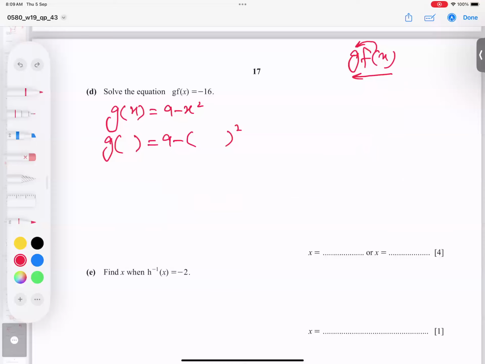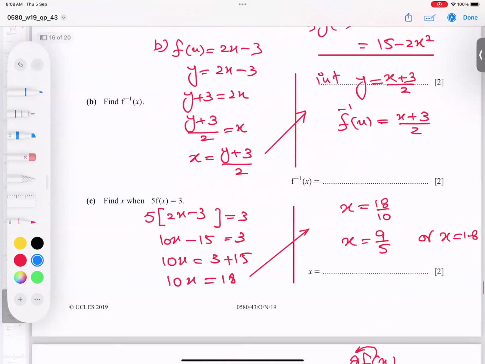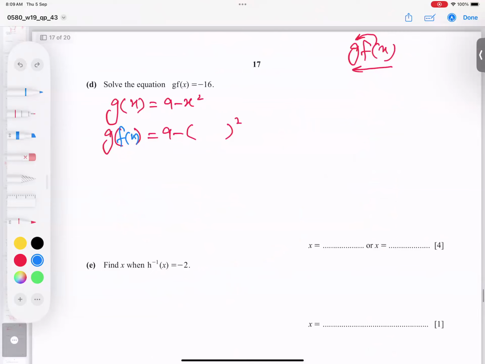But here, I will write the function name, f of x, and here its value. Look at the left hand side, I'm writing f of x. But what is the value of f of x? You know f of x is 2x minus 3. So 2x minus 3. Now this whole thing is equal to negative 16. So I will remove it and copy negative 16.